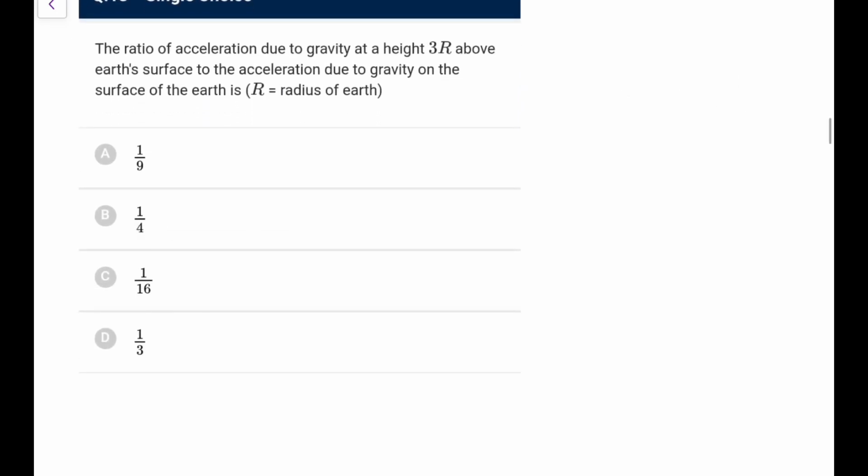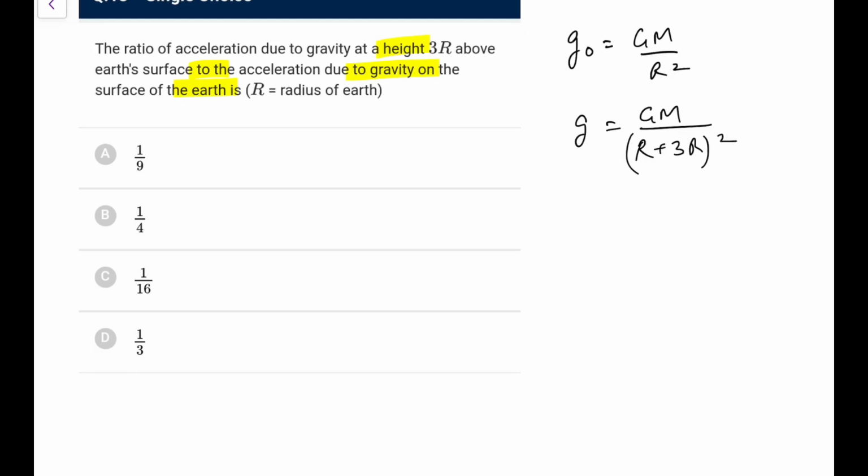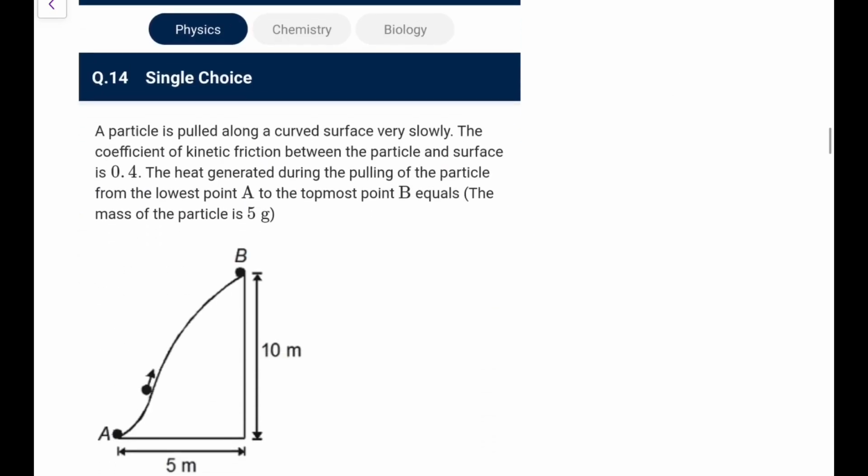The ratio of acceleration due to gravity at a height 3r above the earth's surface to the acceleration due to gravity on the surface of the earth is, so at earth you know g naught is GM by r square. At a height h, this is GM upon r plus h whole square, so it is r plus 3r whole square. So it becomes GM by 16 r square. So you can directly say it is equal to g naught by 16. So the ratio is 1 by 16. Go for option C here. Next one.